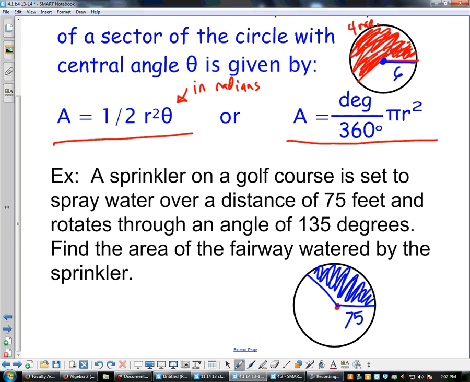So you could do this in 2 different ways. As a matter of fact, I tell you what, let's have the ladies in the room convert the 135 degrees to radians first, and then use the left formula. Come on, ladies, you can do this. And gentlemen, you can use the other formula, the one on the right. All right?